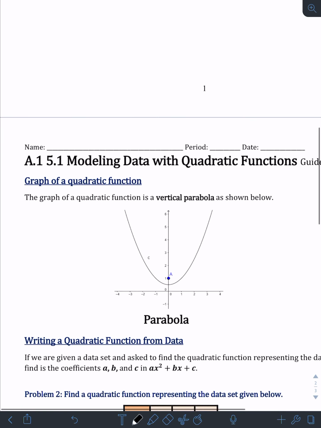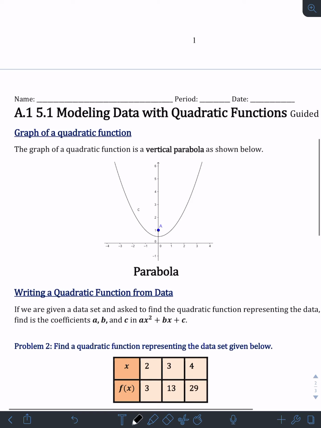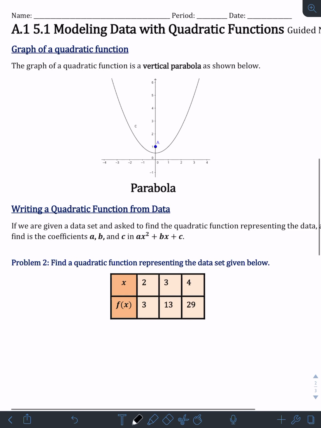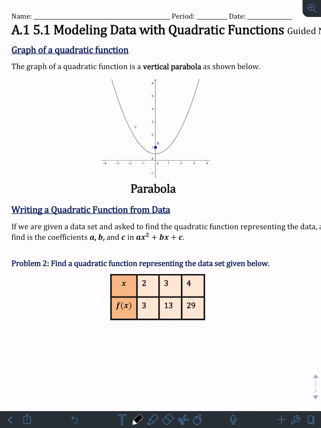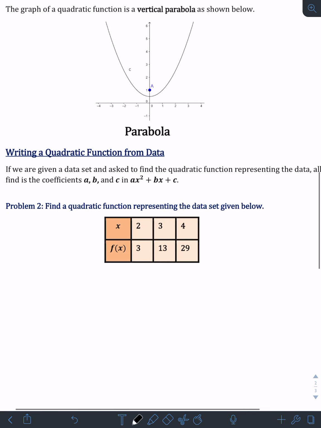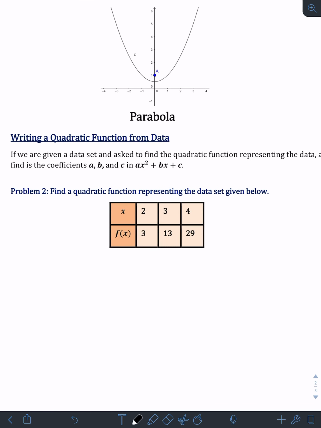So the graph of a quadratic function is a parabola, shown like in this graph here. We've talked about parabolas before, but this is just a nice little review. So, writing a quadratic function from data.